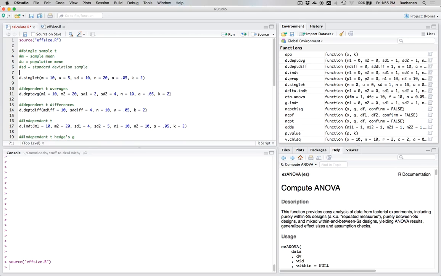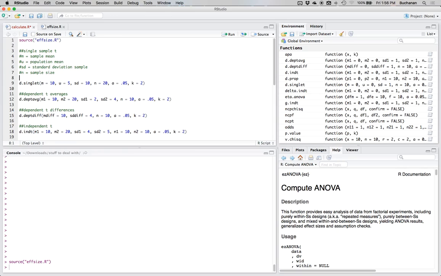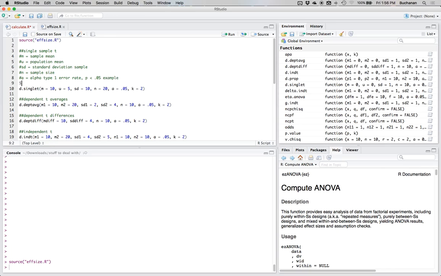Okay, so if you have standard error, you should calculate backwards first. N here is your sample size. Okay. A is alpha, or your type 1 error rate. Usually we talk about this being p less than 0.05, that sort of thing. And k is the number of decimals that you'd like to see.